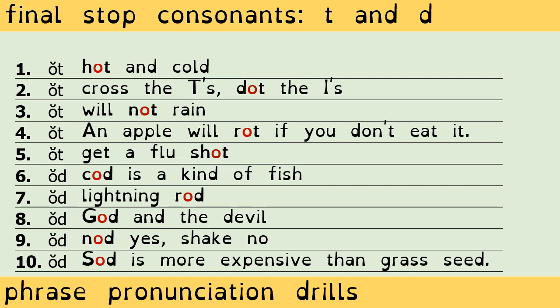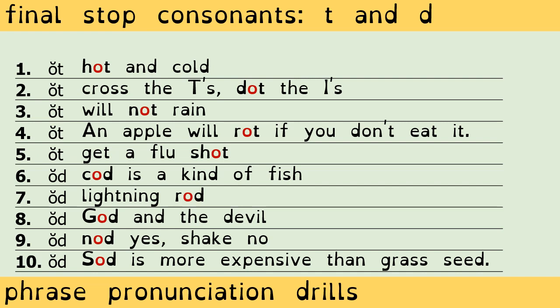The short O sound. 1. Ought. Hot and cold. 2. Ought. Cross the T's, dot the I's. 3. Ought. Will not rain. 4. Ought. An apple will rot if you don't eat it. 5. Ought. Get a flu shot.